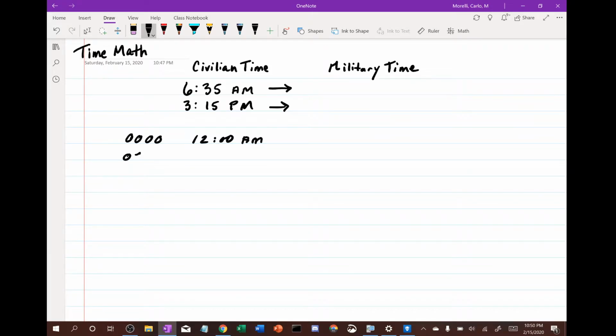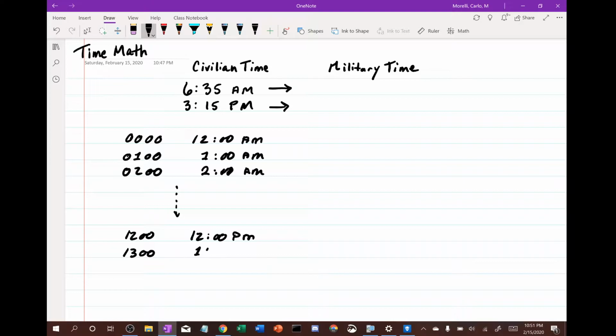So that means 0100 is 1 a.m. 0200 is 2 a.m. And it basically goes on like this, just like you would think. Let me get to the interesting part. Now you're at 1200, right? That's 12 p.m. Now we're into the afternoon, and this is where people get confused, but you just go to 1300.